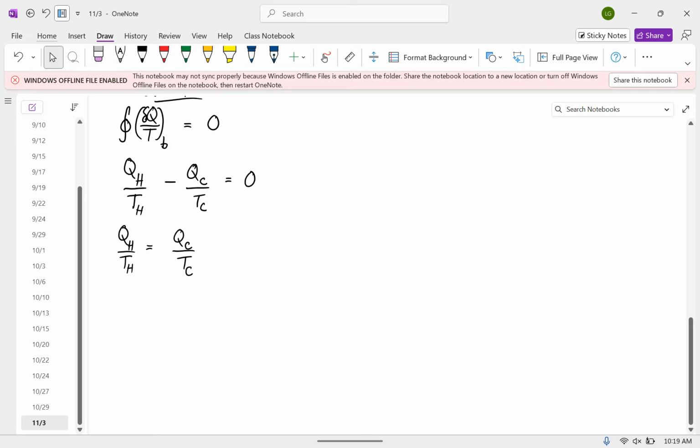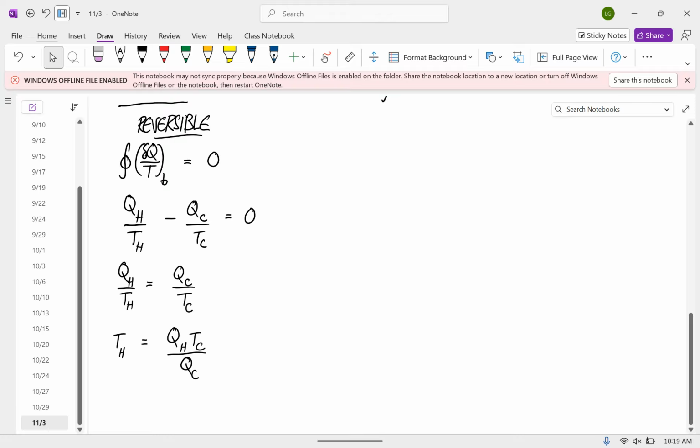And so TH, if you do that algebra, is equal to QH TC divided by QC. Right?